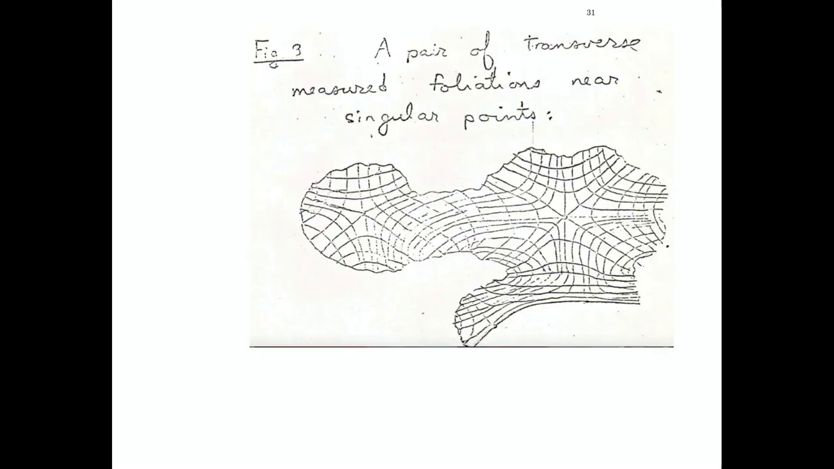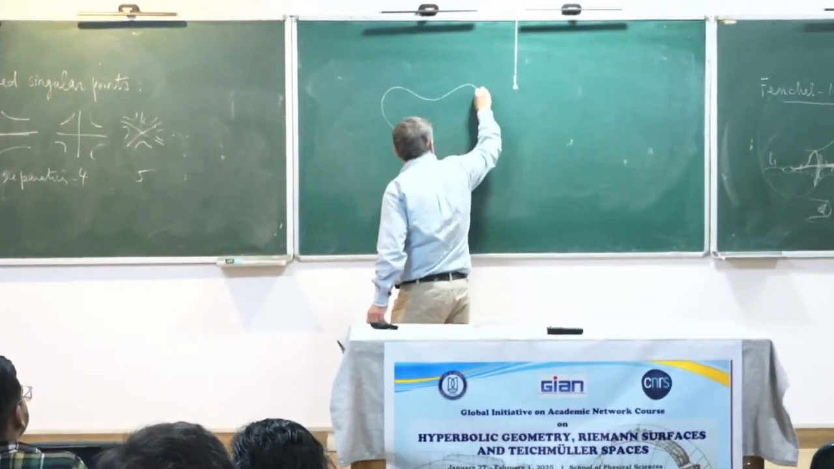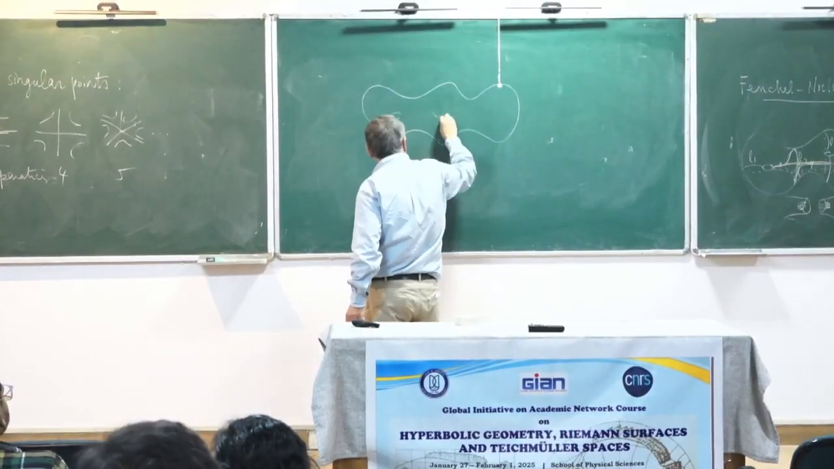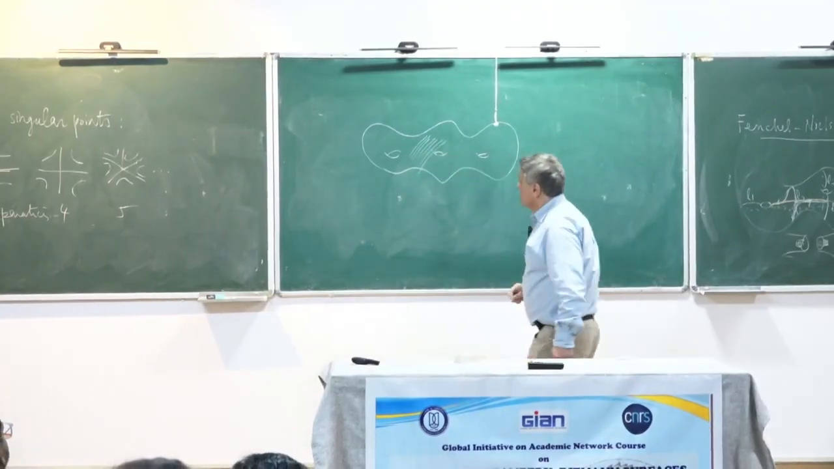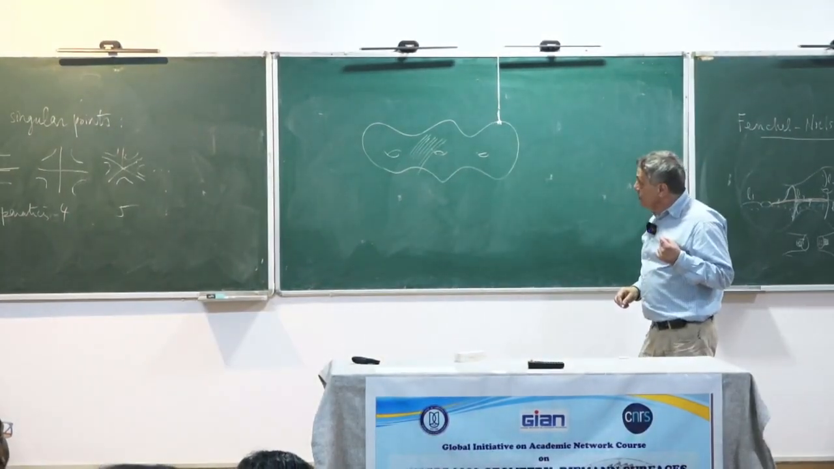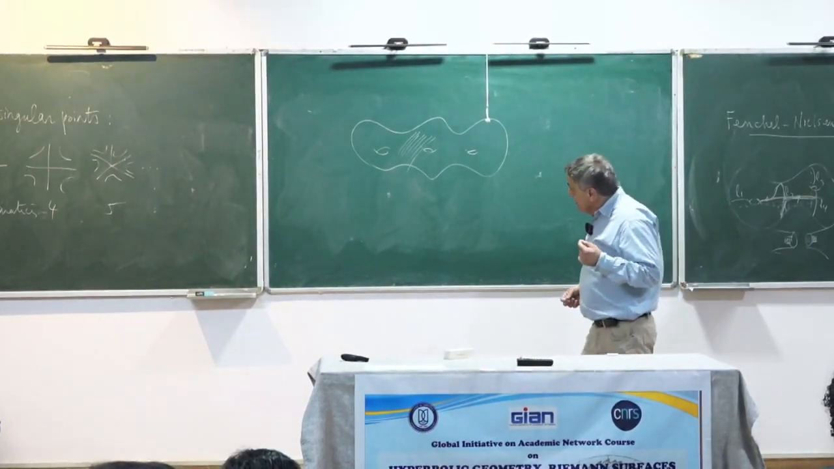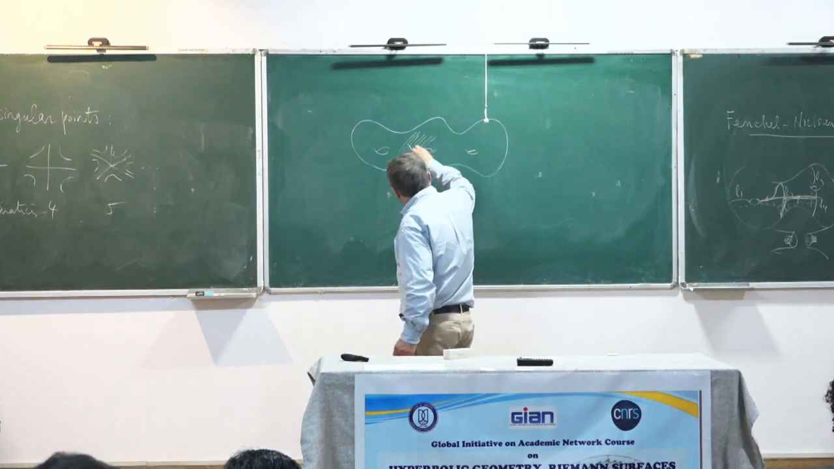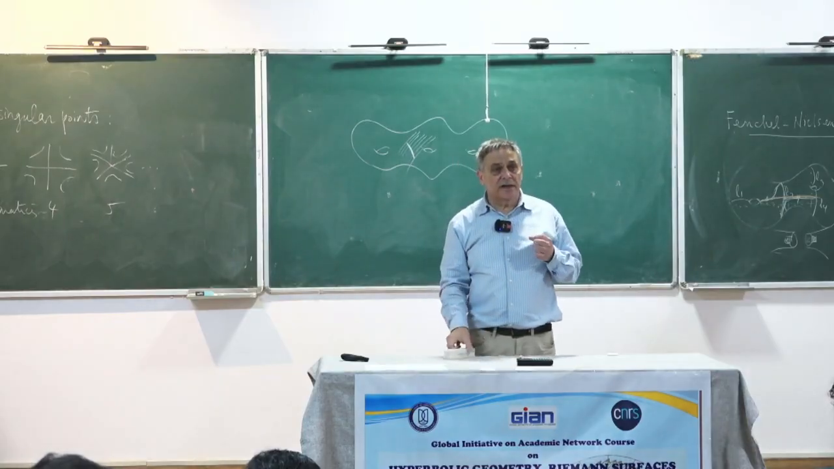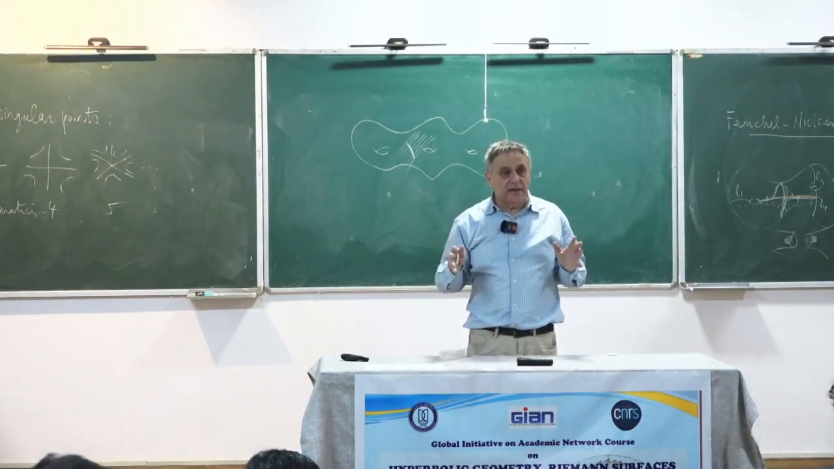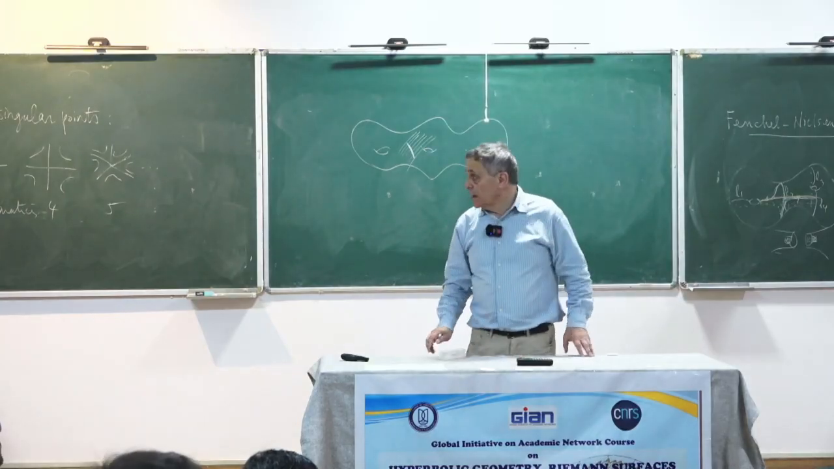So what do you do with measured foliations? In fact, I have a surface, and now I have a measured foliation on the surface. As I told you, it's a foliation. Also, with the fact that it is measured means that when I take a transverse curve, I get a number. I can measure the measure of this transverse curve.